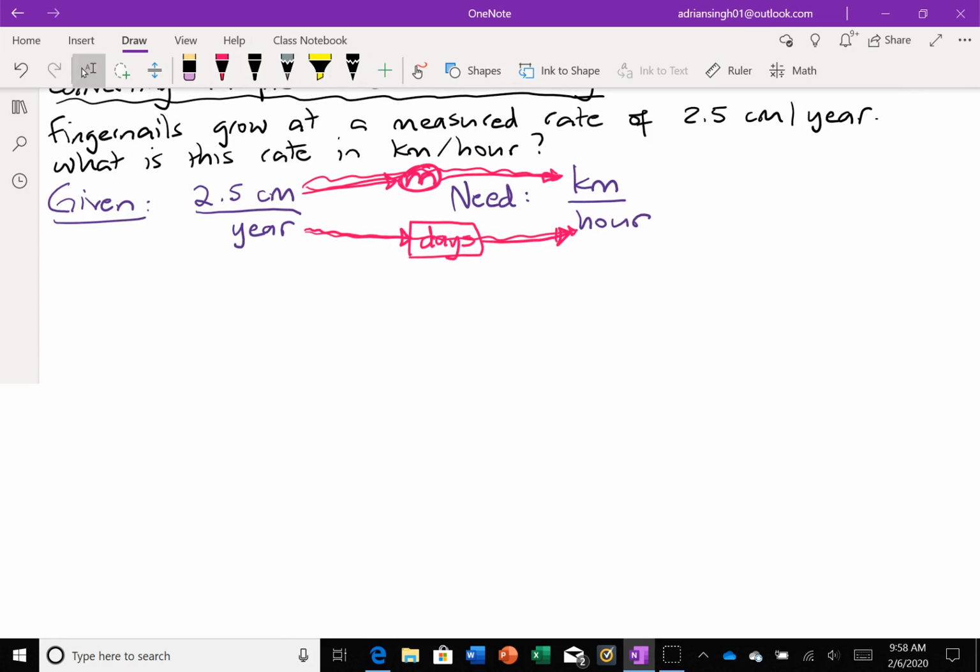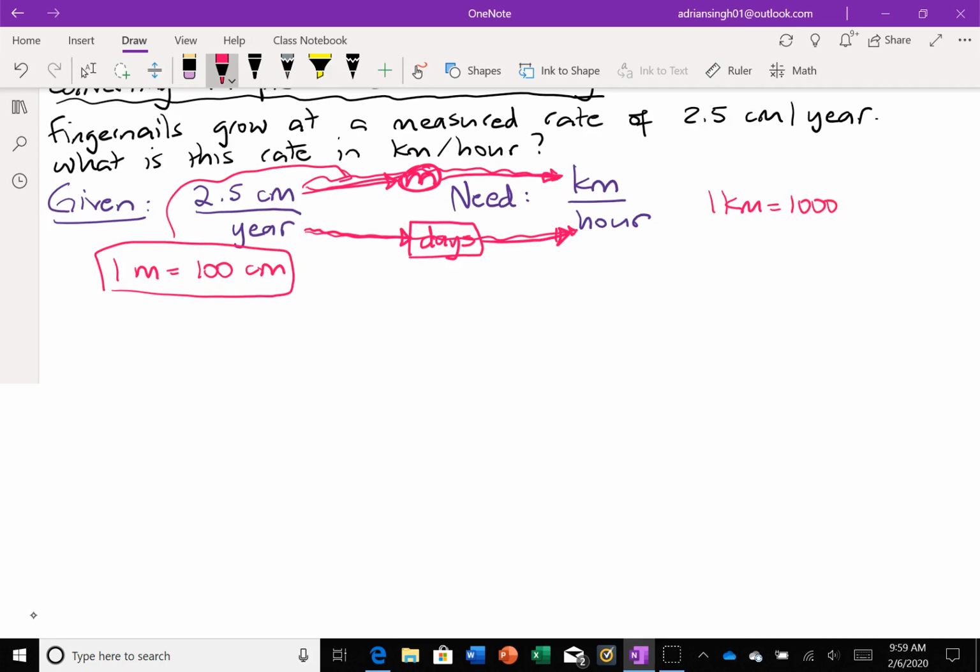Our first one here is our distance conversion. So we have 1 meter is 100 centimeters, right? That's our equality that we can use over here. And then from meters to kilometers, we know that 1 kilometer is equal to 1,000 meters. That's our second equality that we can use to get from meters to kilometers.